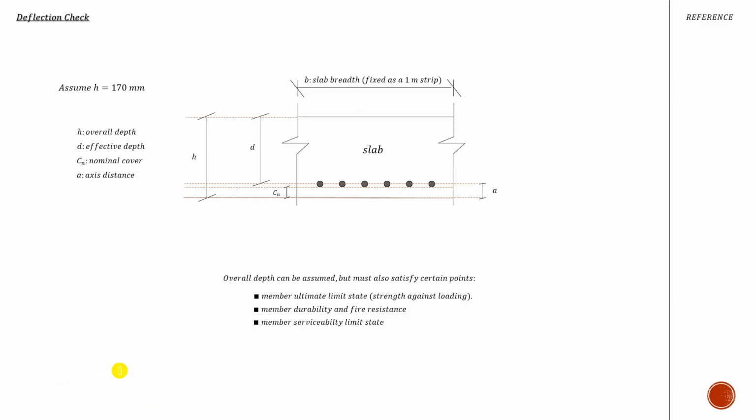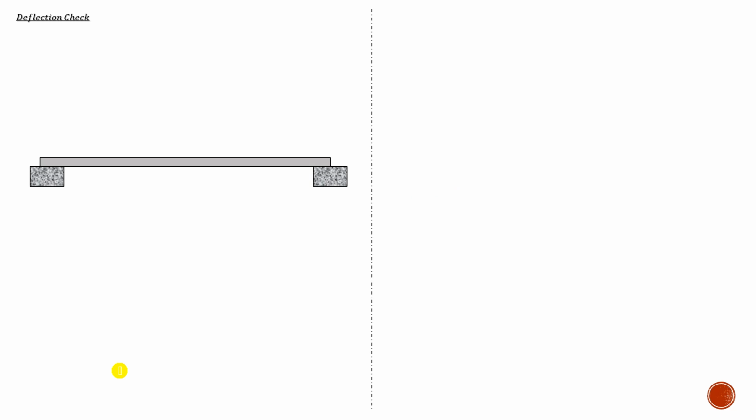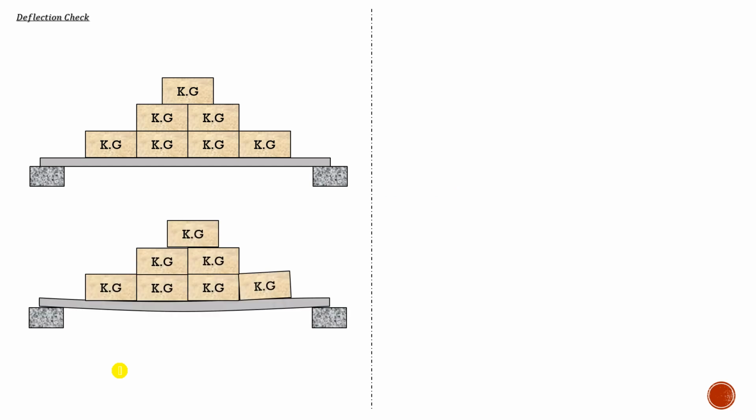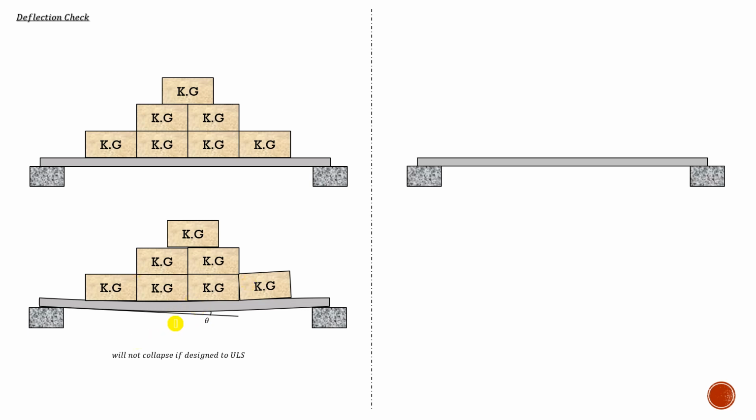Right, so here's our section, and again, one very important thing that you have to go through is the deflection check. Let me try to illustrate all of that in this example. Now I've got the simply supported beam, I'm loading this, and after a while you see this curvature developed here, and I developed a slope. Now this beam will not collapse, because I designed it against the ultimate limit state. It might be okay here, right?